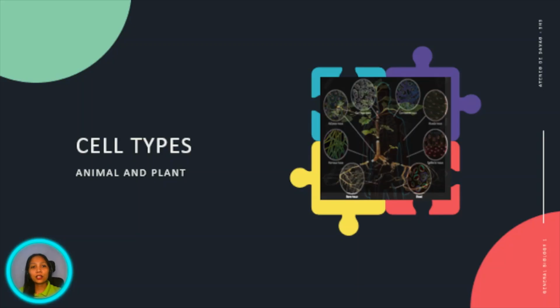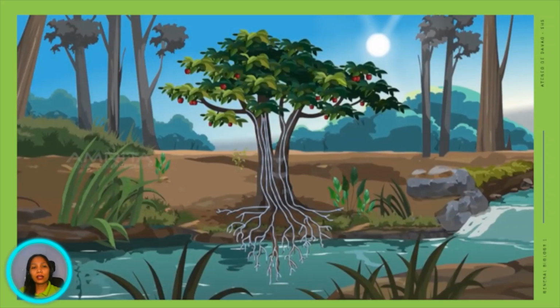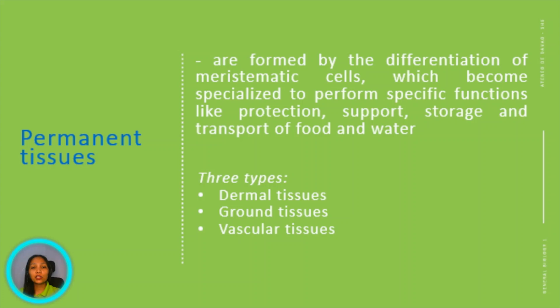Now, let's continue with our discussion. Let's find out the different types of tissues that help the plants to obtain the important nutrients and for plant support. It is the permanent tissue that is responsible for the transport, preparation of food, and for plant support.